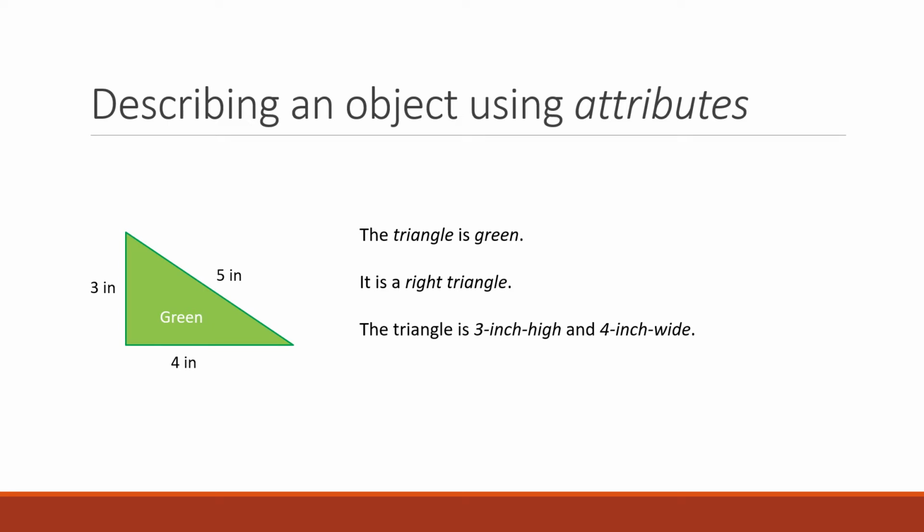And sometimes, if you're given some other objects, we can talk about relative attributes. For example, we can start with an orange triangle here, and we can make a statement like the green triangle is larger than the orange triangle. So those are some examples of describing an object using attributes.